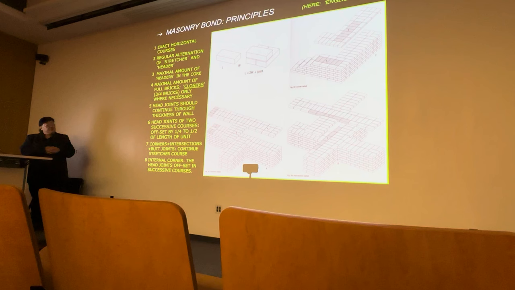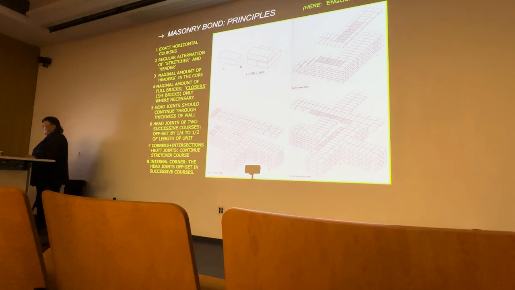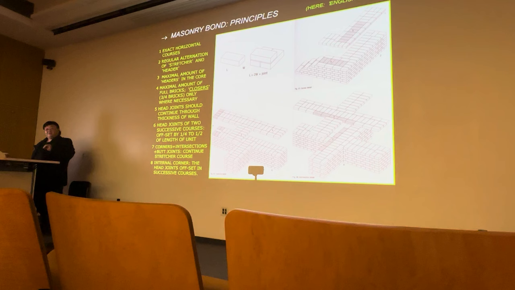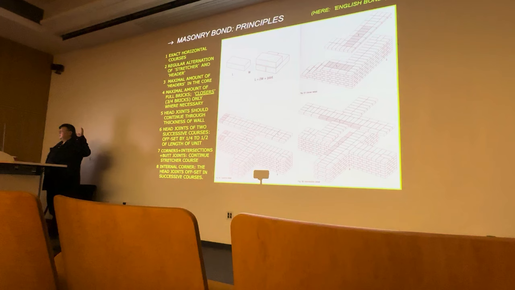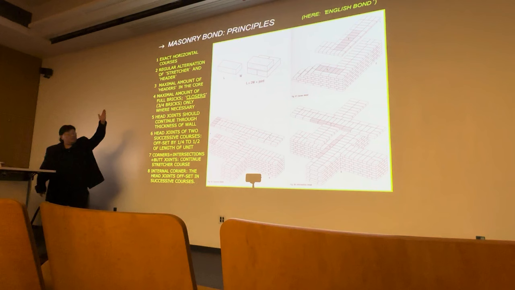And number seven, corners and intersections, the butt joints continue the stretcher course. The last one, not the least, the internal corner: the head joints are offset in successive courses. Those are the eight points or eight principles that we need to follow. And we're talking about English bond, one of the most popular bonds.